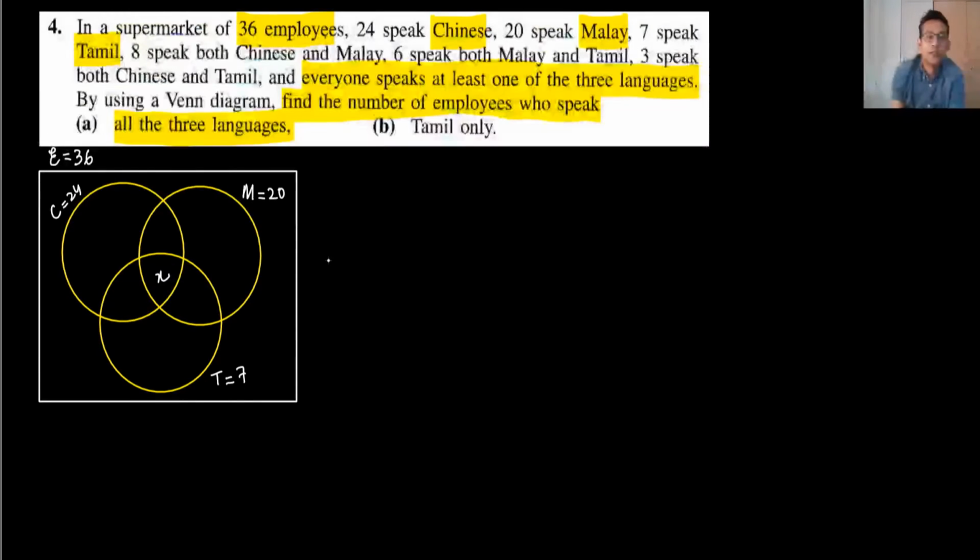Okay. Next part, when I move to here, 8 speak both Chinese and Malay. Okay, 8 speak Chinese and Malay. It means I'm talking about this area. Chinese and Malay means altogether 8. But if I write 8 here, it means it is 8 plus x. This is wrong. So the total area is 8. This total area is 8.